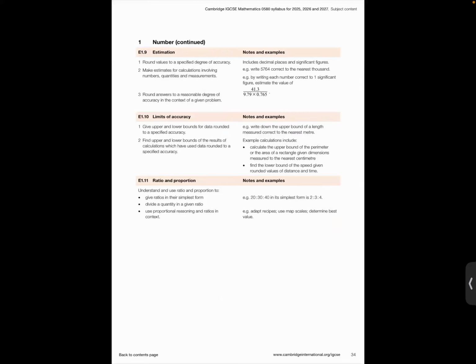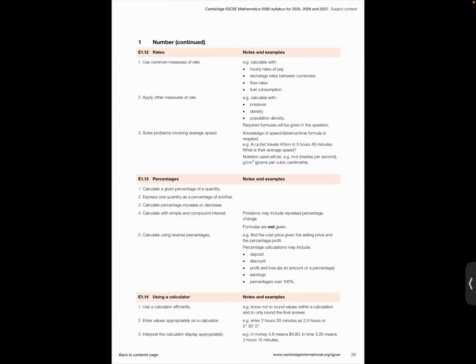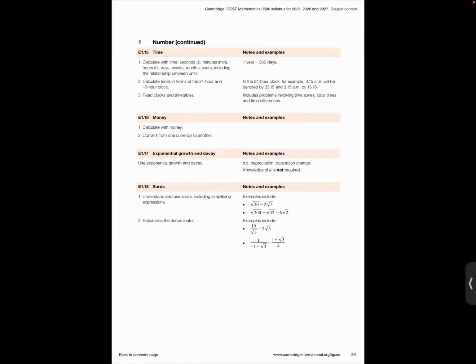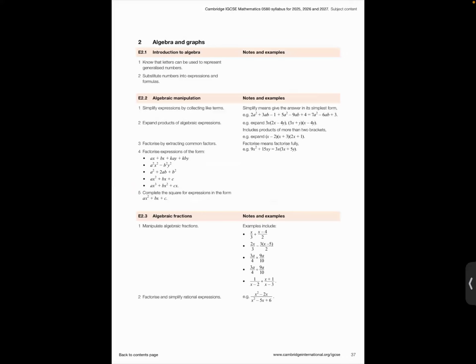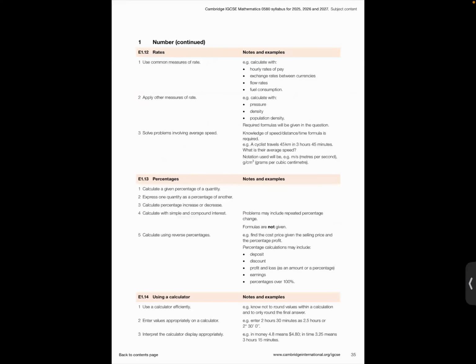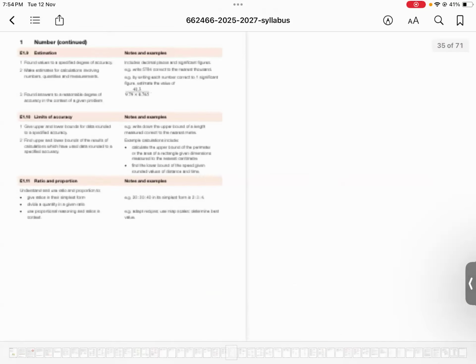You can see estimation, limits of accuracy, ratio and proportion, and then we have rates, and percentages in detail. Using a calculator is the last one. And then time, money, exponential growth and decay, and the last one is, I guess, surds. After surds, we have topic number 2, which is algebra and graphs. Is this clear? So it means that by the end of next week, we can finish topic number 1 in complete detail. Is this clear or not? Yes or no?